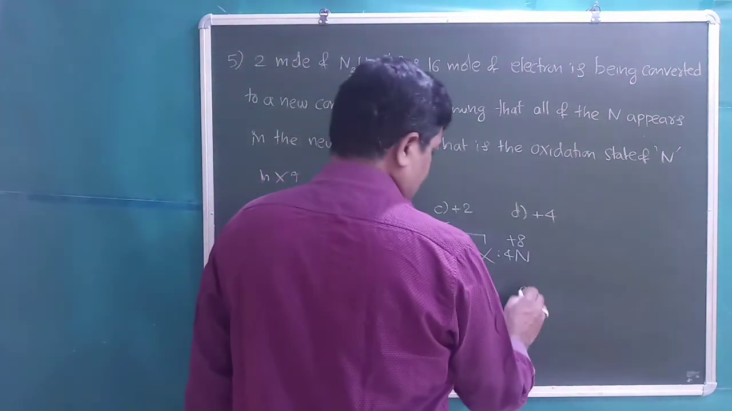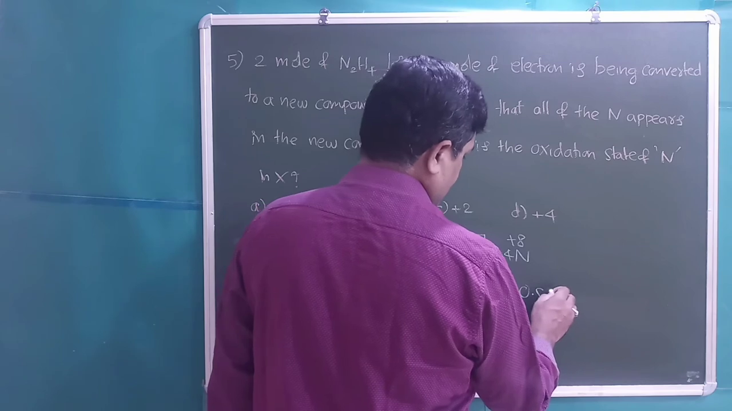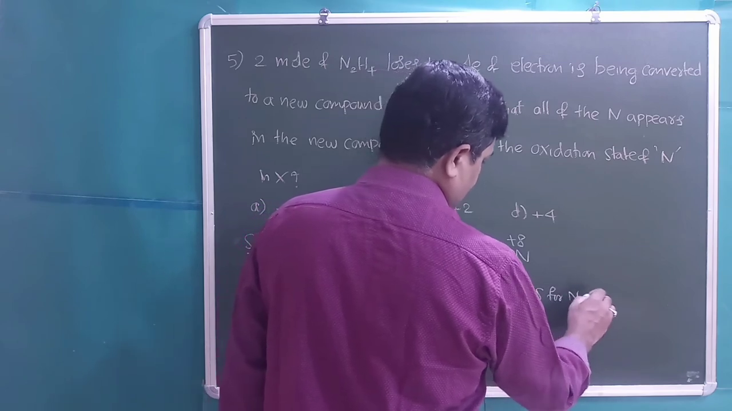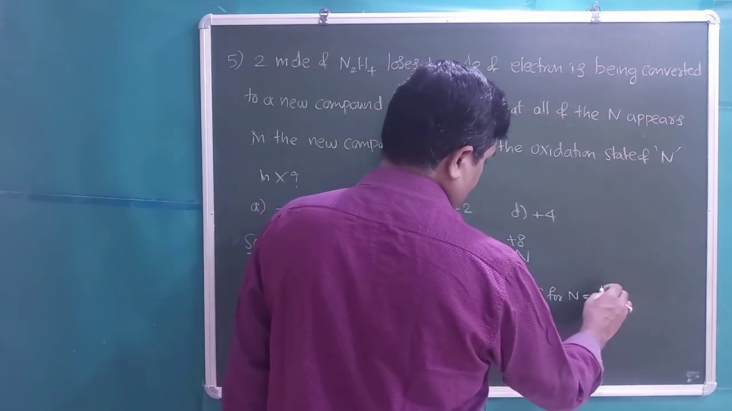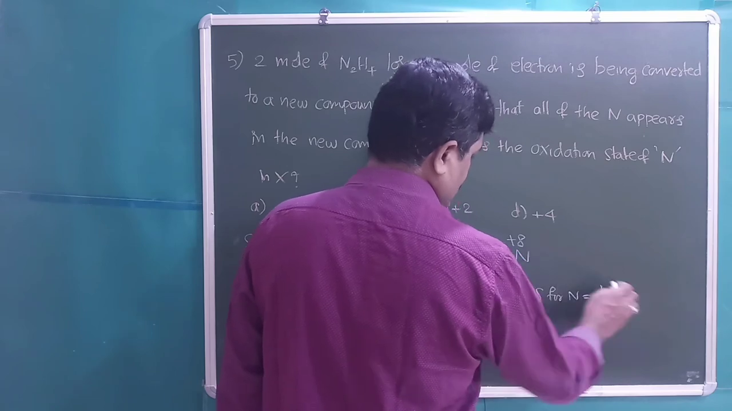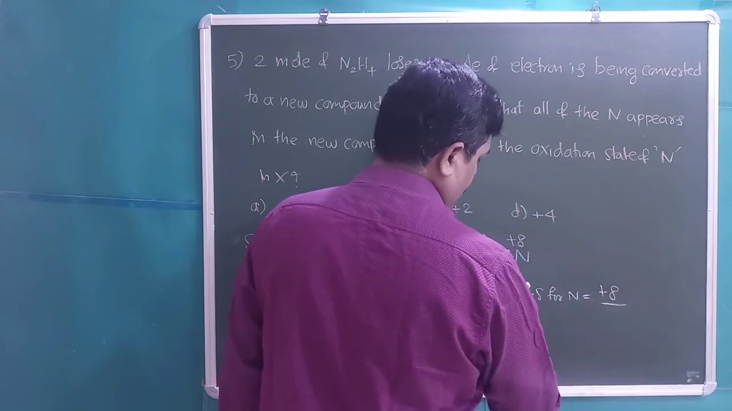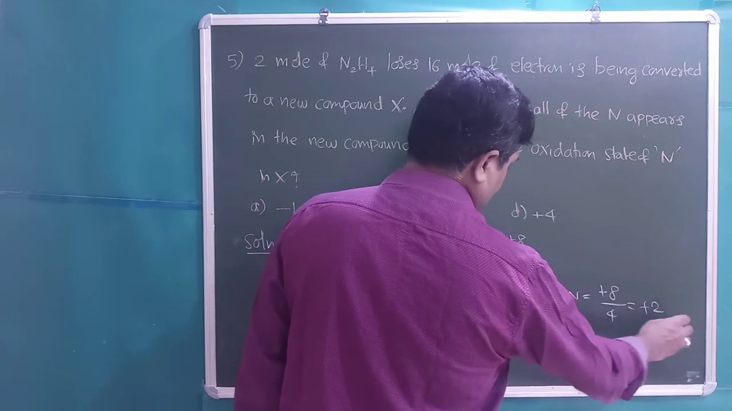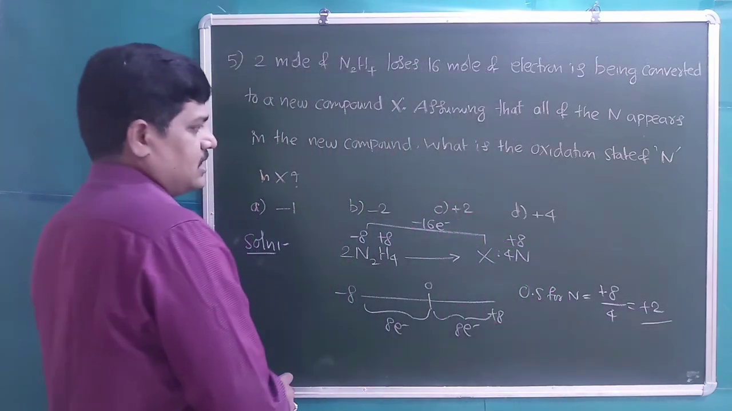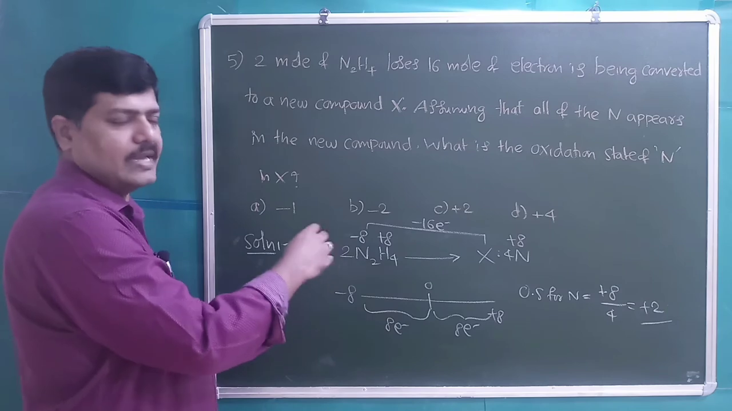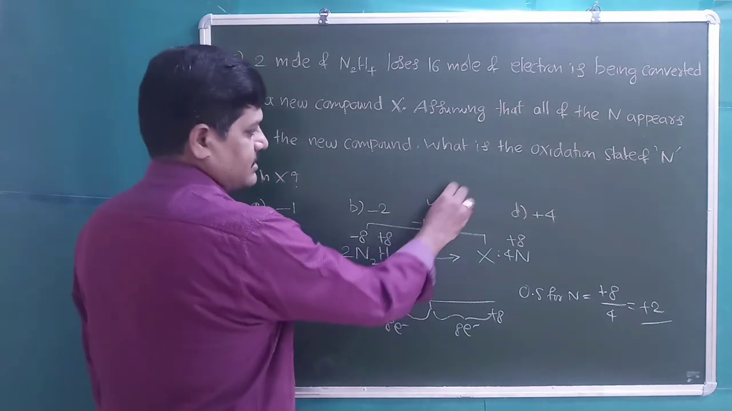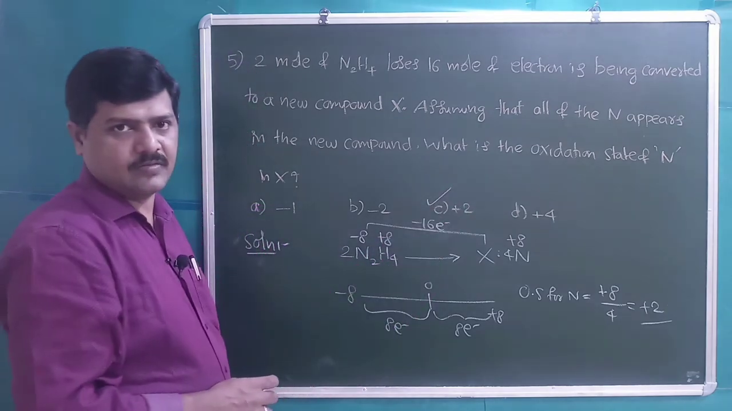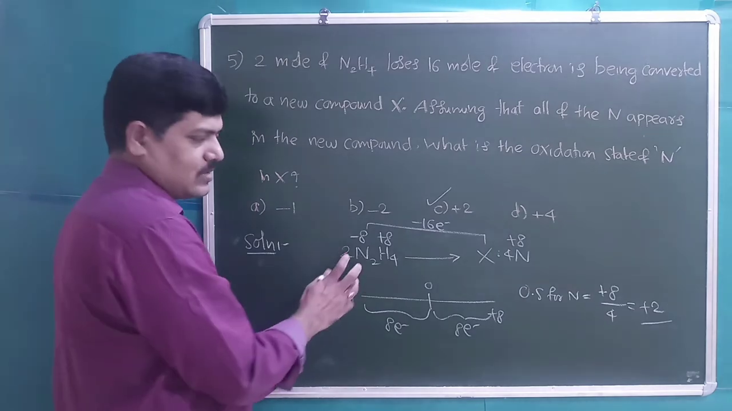Then the total oxidation state for the nitrogen is +8. 4 nitrogen atoms are there, divided by 4, which is equal to +2. So the nitrogen oxidation state in the given compound X is +2. Option C is right. Once again I am explaining, students.